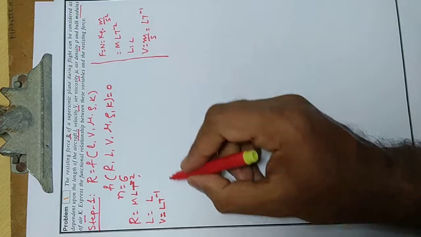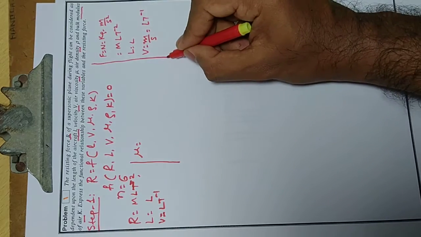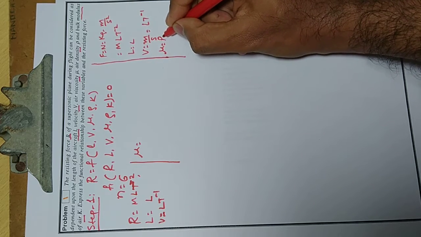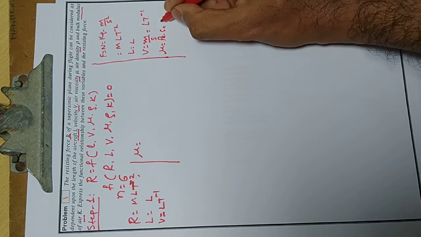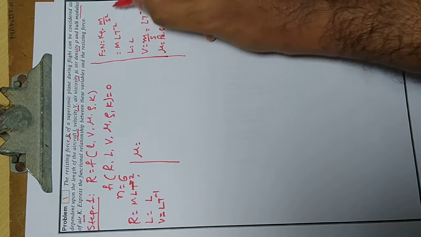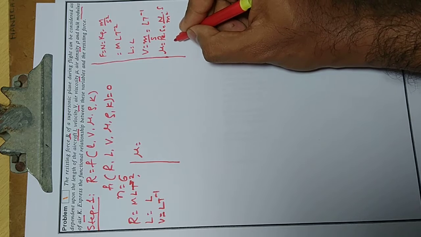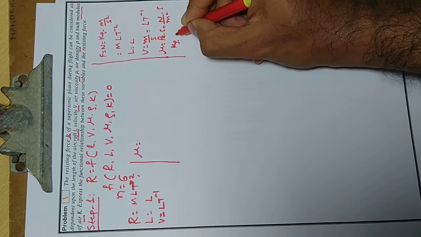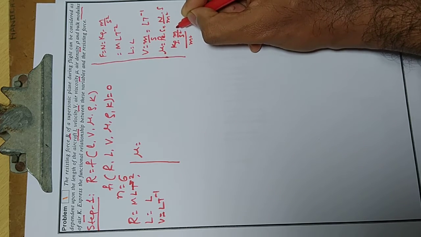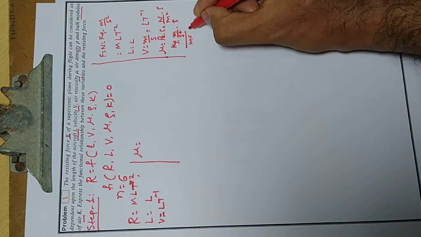Next, viscosity, mu. The unit of viscosity mu means what? Pascal second. Pascal means what? Newton per meter square into second. Then Newton means what? Kg meter per second square. Substituting here: Newton per meter square, Newton means kg meter per second square, whole divided by meter square, multiplied by second. So second is going to cancel, and meter is going to cancel.